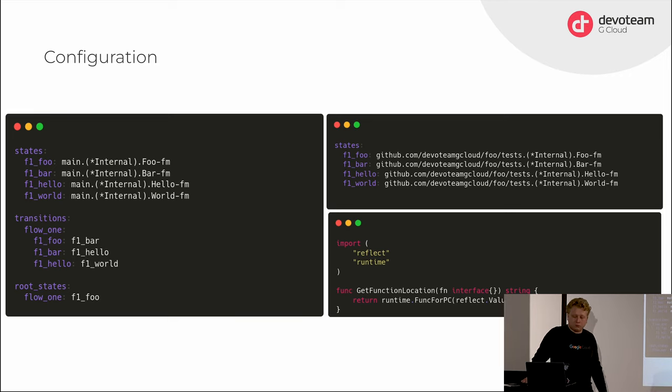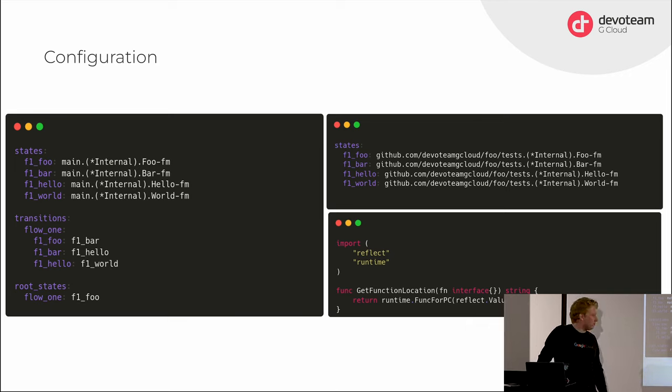So next we have to create our transitions. How do we do that? Since we can have multiple flows in a state machine, we can just assign the name of our flow, and then we can say key-value based: flow A to flow B, so your key is flow A, then we go to flow B, which is your value. And maybe to go back to how to actually retrieve your function path, Go has a nice little function for that, which is basically runtime.FuncForPC, pointing to the value of your function. And then we are able to retrieve a pointer and the name of the function.